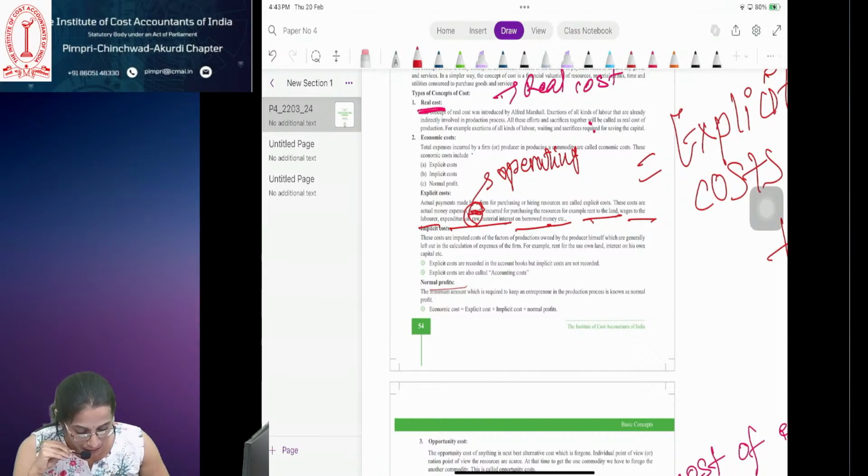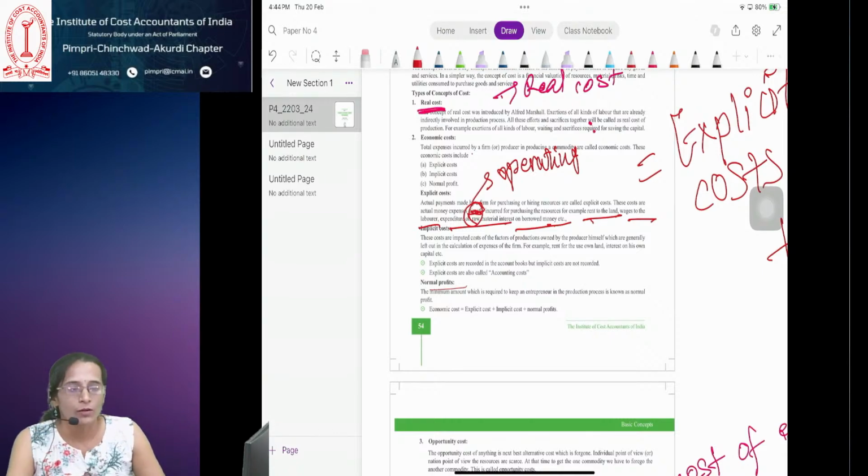Implicit costs. These costs are imputed costs of the factors of production owned by the producer himself, which are generally left out in the calculation of expenses of the firm. We don't consider them in calculating the expenses of the firm. For example, rent for the own land, interest on own capital, right?